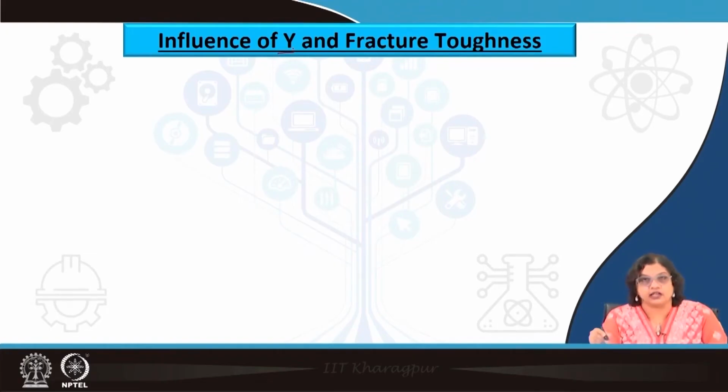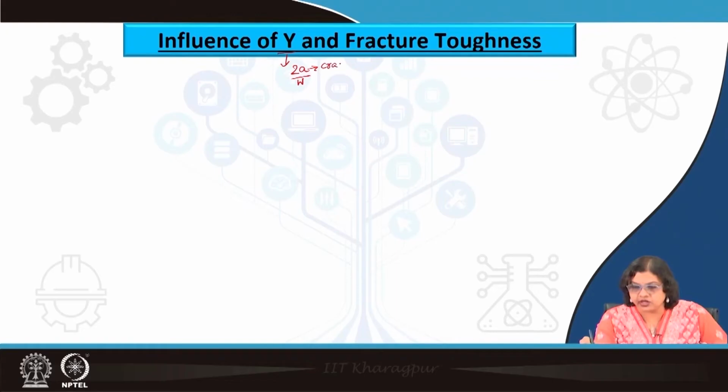So, this factor y, which we have not talked much about, has a very leading role to play in controlling the fracture toughness of the material. We have seen how the value of y changes if we change the configuration of the crack as well as the position of the crack. Y is particularly dependent on 2a by w, where a is the crack length and w is the width of the component. So, if we change this, then y also changes.